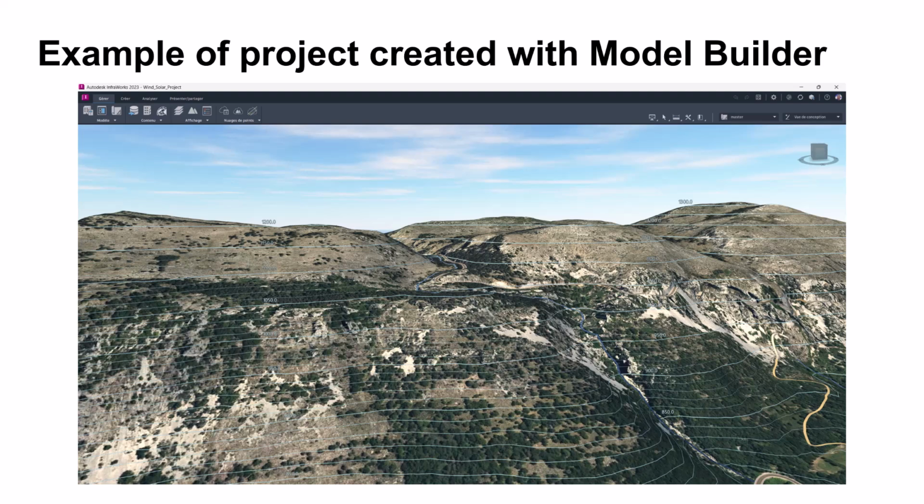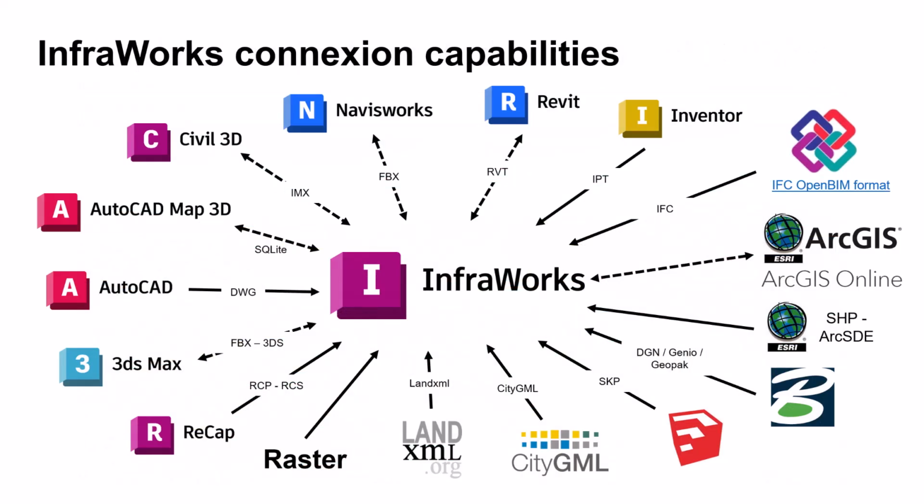Here we can see an example of the project that is created with a model builder, so we have access to the terrain and the surroundings. InfraWorks offers extensive connection capabilities, allowing you to integrate data from various formats. Of course, it can be Autodesk files, but not exclusively. As you can see on this slide, we have, for example, SketchUp or Bentley capabilities as well.